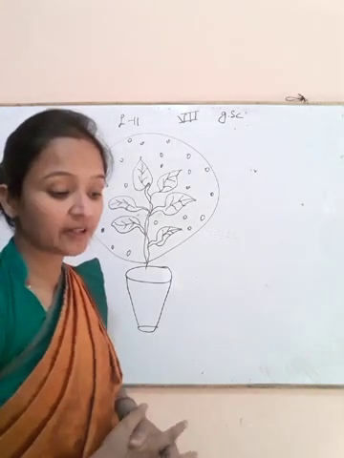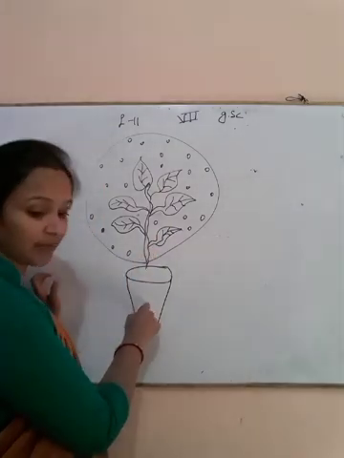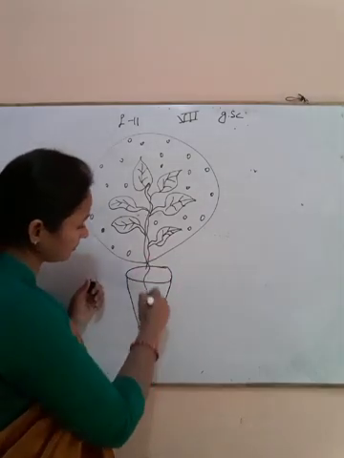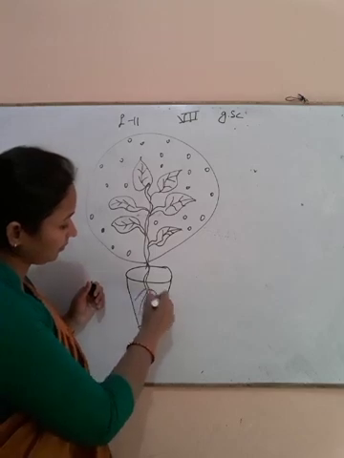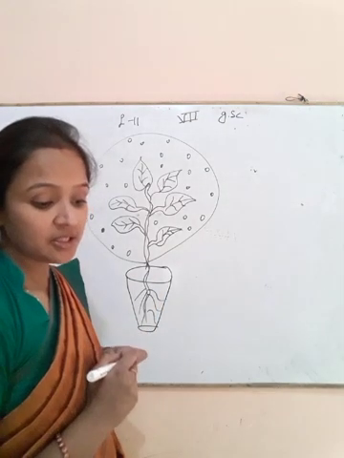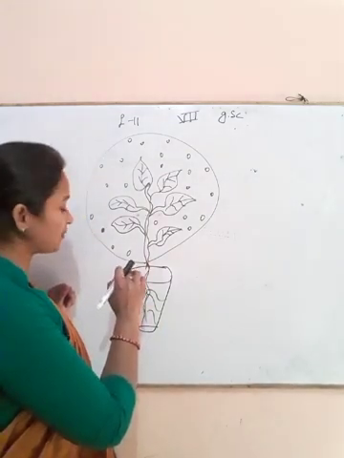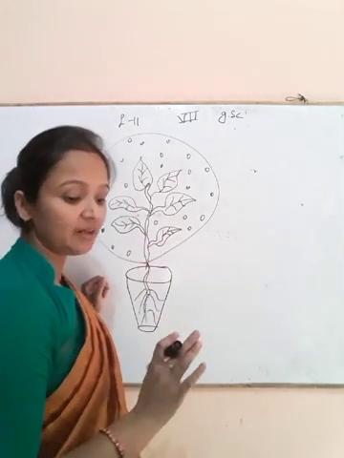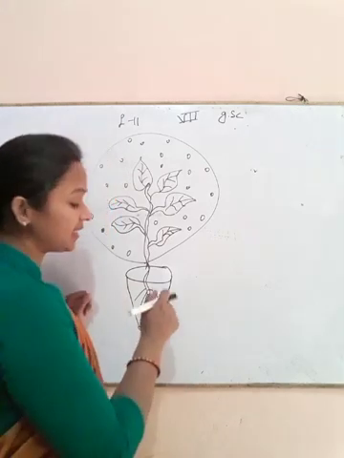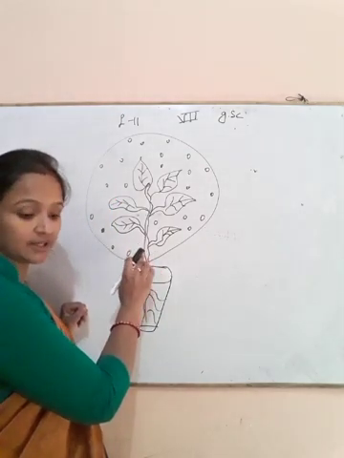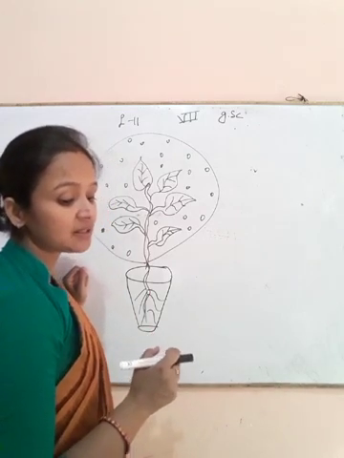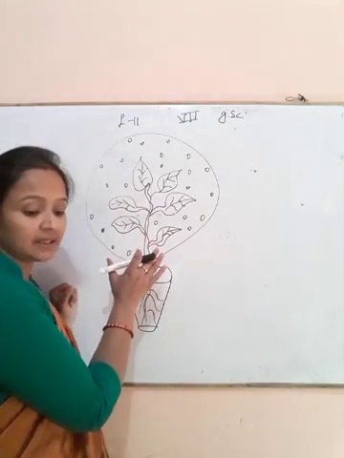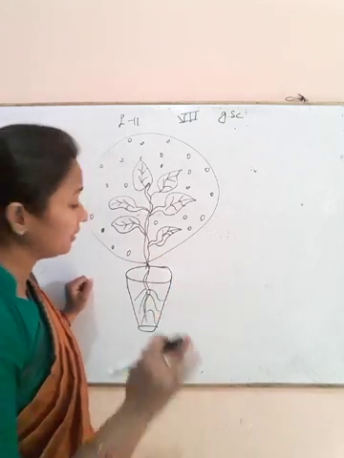So how to do the test? First, take a small-sized well watered plant and cover the plant as shown in the figure with a transparent polythene bag. Then tie the bag at the base of the stem, and leave the plant in sunlight for a few hours, and then observe.